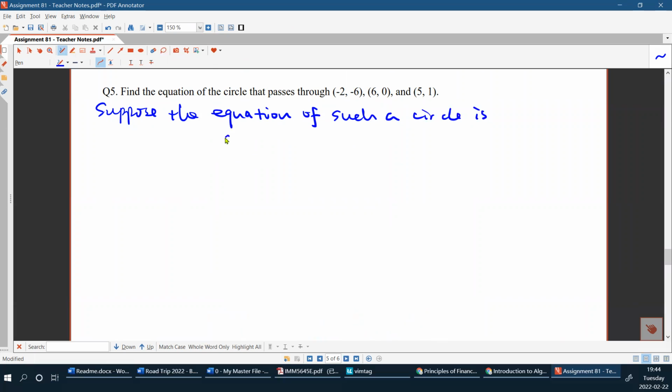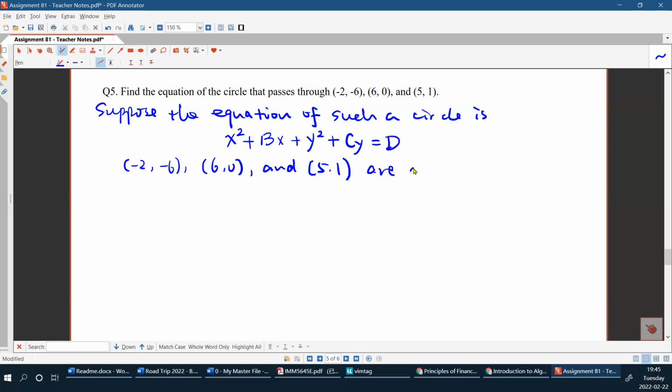is x squared plus bx plus y squared plus cy equals d. That's the key point number 4, I think, right? Because when it's a circle, it can be expressed in this general form, right? And then we know that these 3 points are on the circle. That means we can plug these 3 points onto that equation, right?